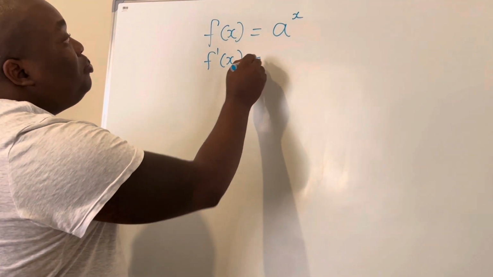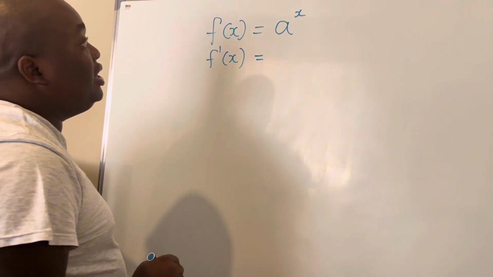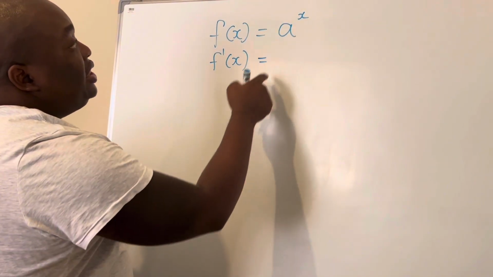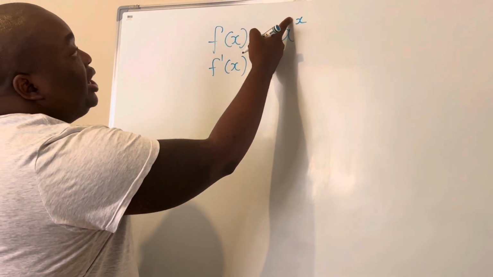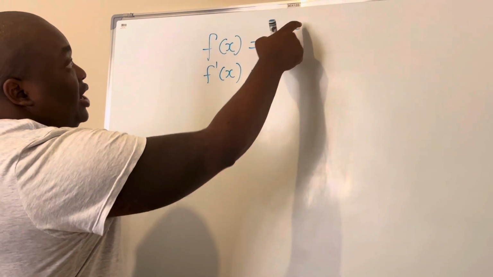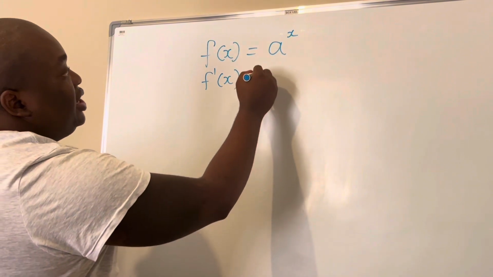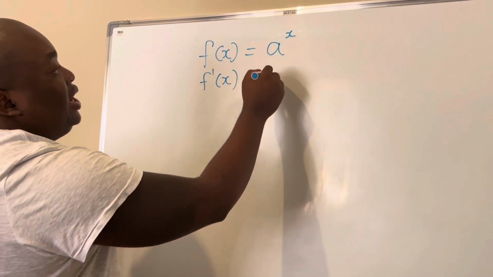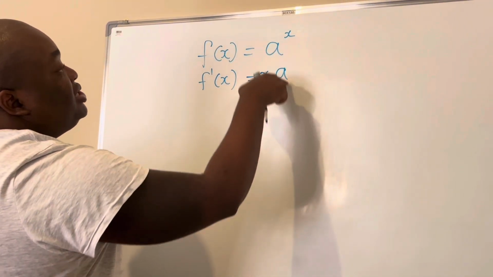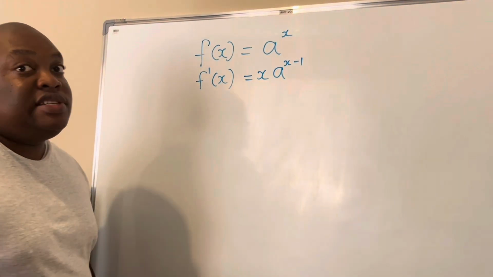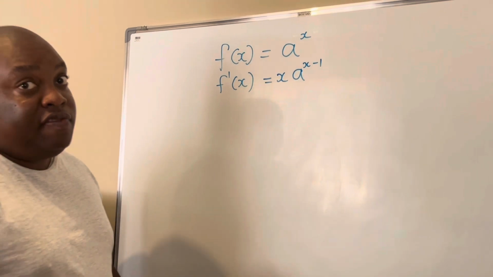So the general rule for the derivative of a function is given when you differentiate this. What you do is you bring down this exponent here and you subtract 1. In other words, you bring down this x, and then keep the same base, and then you subtract a 1. So that's how you differentiate a function.